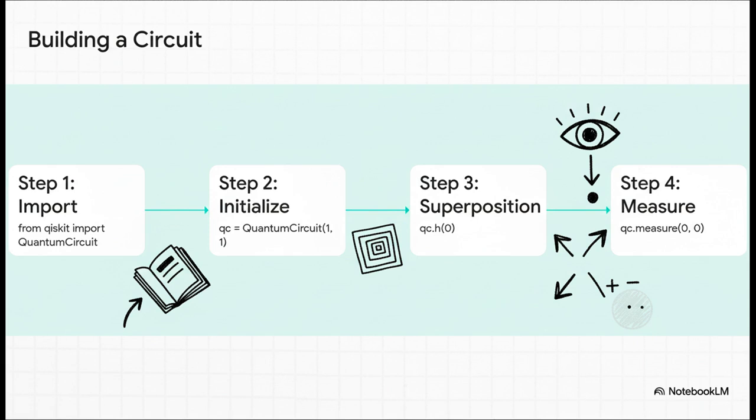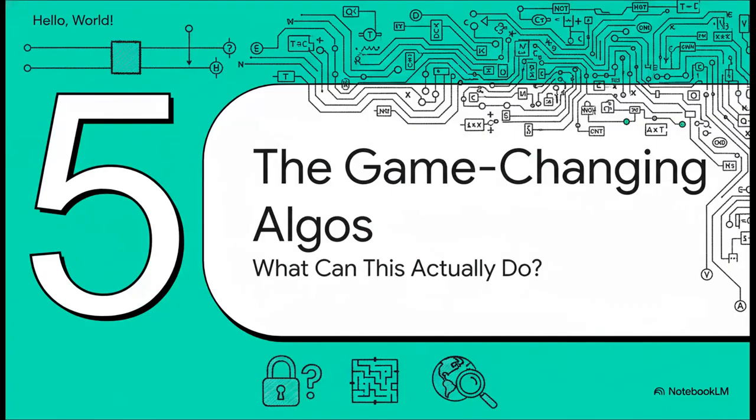And finally, step 4, we measure it. Now, measuring is a big deal. It's what forces the qubit to pick a side. It collapses out of that probability cloud into a definite 0 or 1. And since we put it in a perfect 50-50 mix, what do you think happens when we run this 1,000 times? Yep, we'll get 0 about half the time and 1 the other half. We just built a perfect quantum-powered random number generator. How cool is that? That little program, that's basically the hello world of quantum computing.